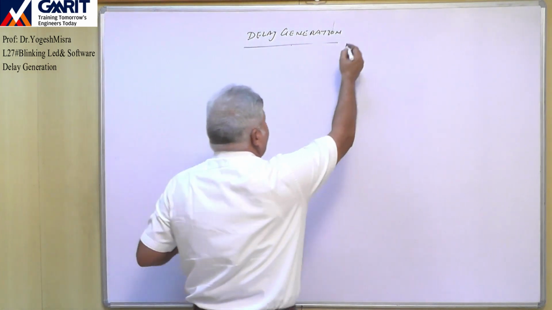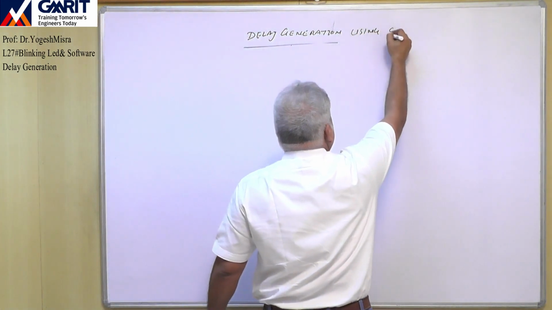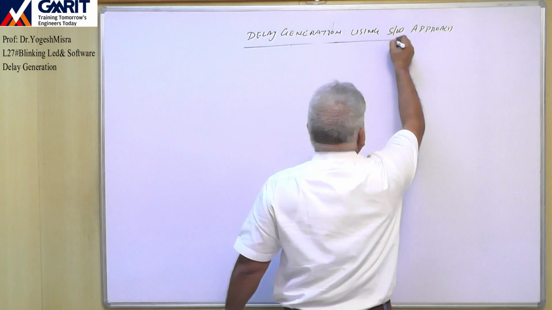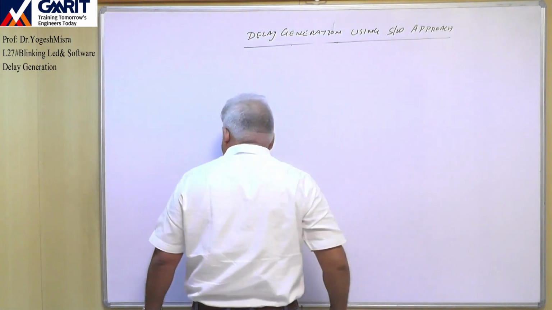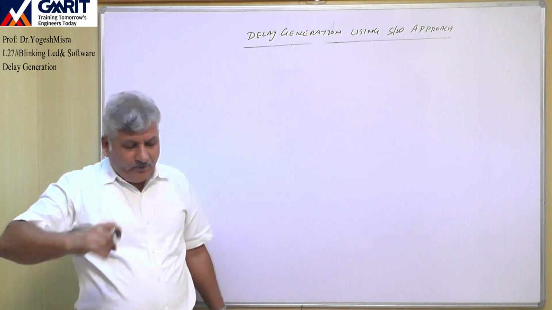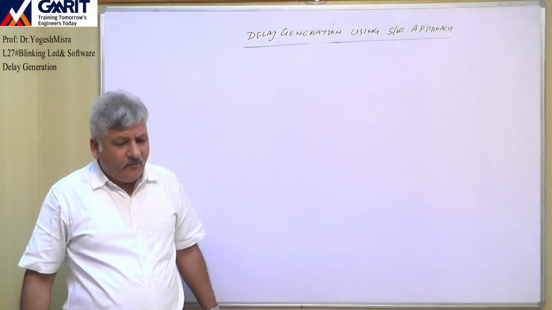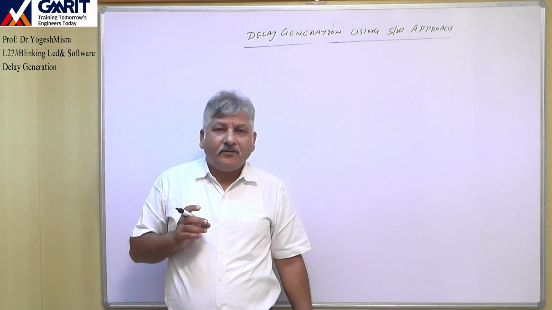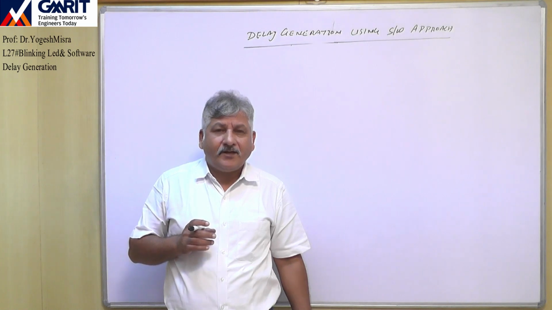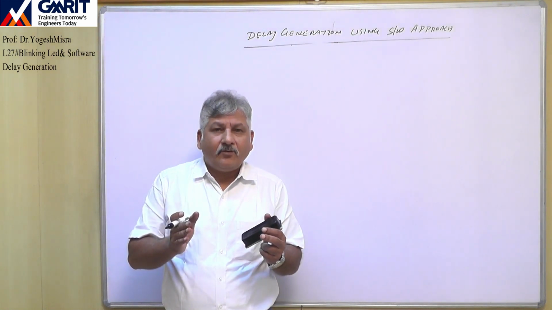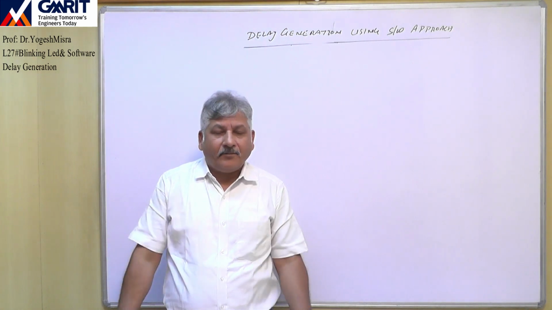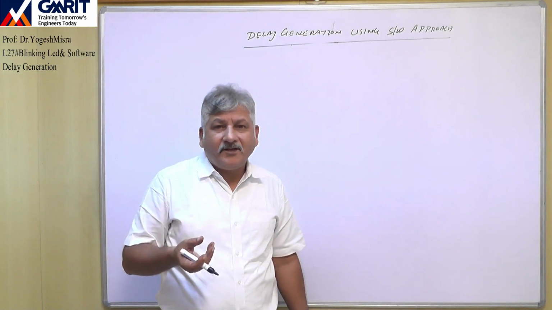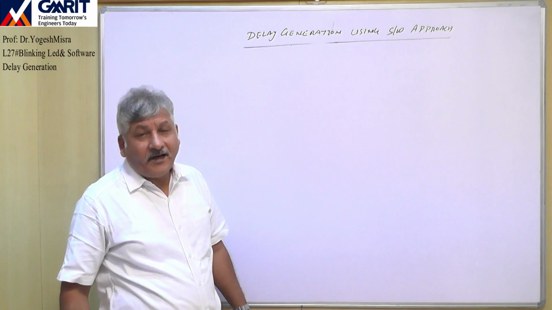Delay generation using the software approach. In one of the previous lectures, we discussed the machine cycle. The machine cycle is the time duration to execute one instruction. So now we will use this concept of the machine cycle to generate delay.